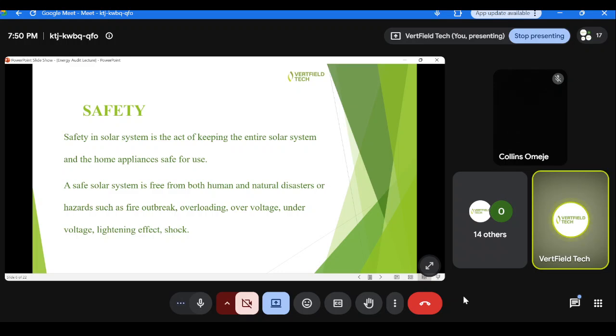All right, in as much as that is that, we can actually give you real safety tips as it concerns your solar system. So your safe solar system is free from both human and natural disasters or hazards such as fire outbreak, overloading, overvoltage, undervoltage, lightning effect, and shock. Yes, these are the things that actually happen to your solar system.